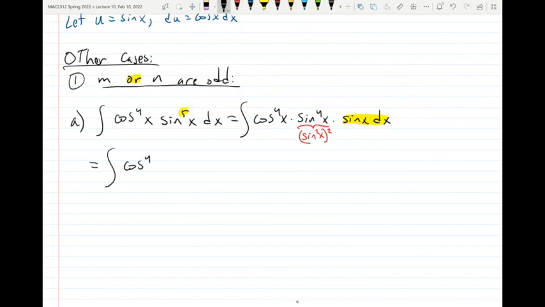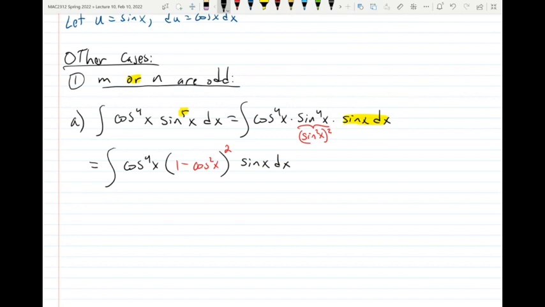So this becomes cosine to the 4 times 1 minus cosine squared times sine of x. Did you understand this? Yes. Now everything is cosine except this last guy, so I'm gonna make my substitution.